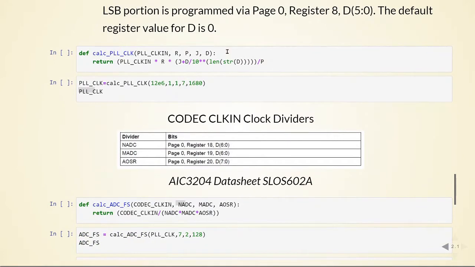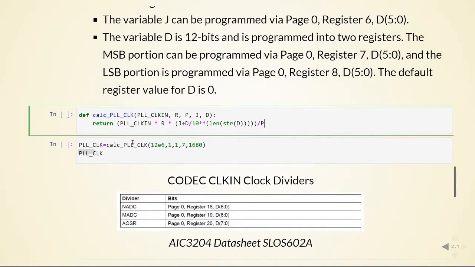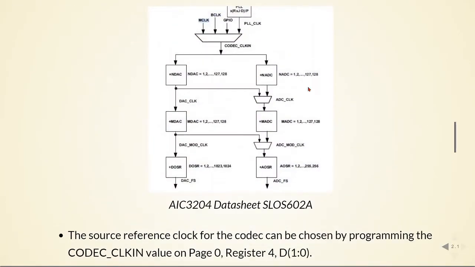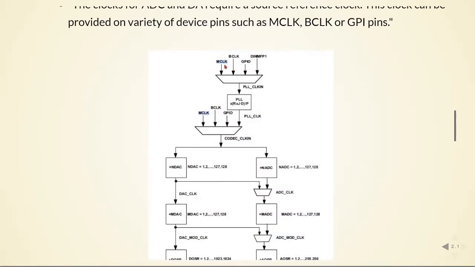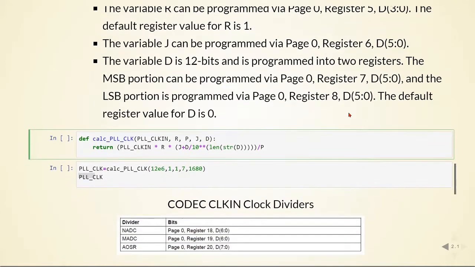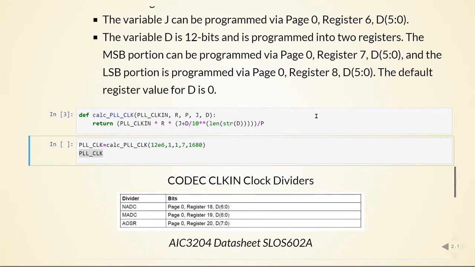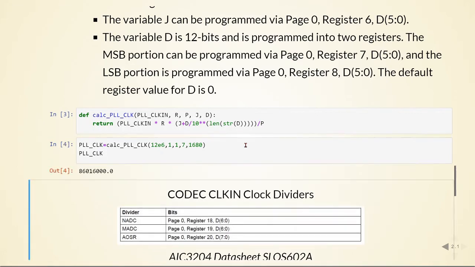For that, I just created some functions here to help us understand. For example, this is the formula to calculate the PLL clock from here. If we have the M clock here, and then there is this block, we set values on these registers, and then we will have this PLL clock. For example, if we have our 12 megahertz, and then we set R equals 1, P equals 1, J equals 7, and D equals 1680, then our PLL clock will be this value here.